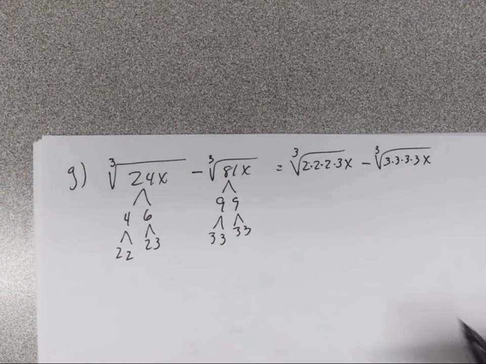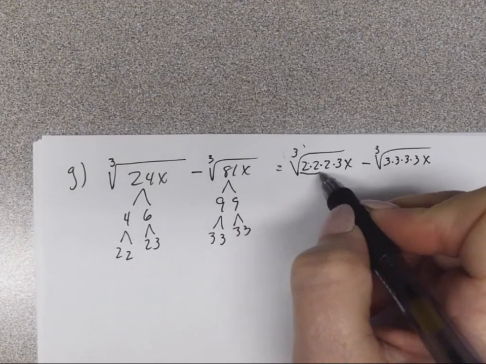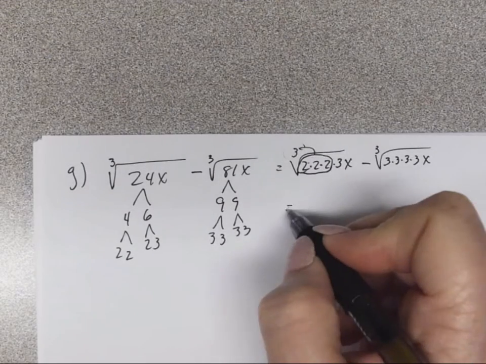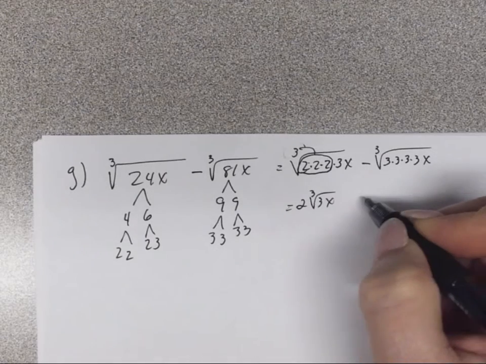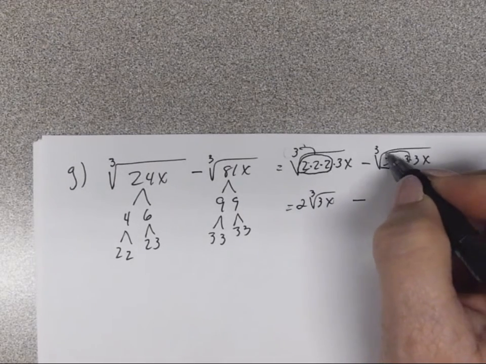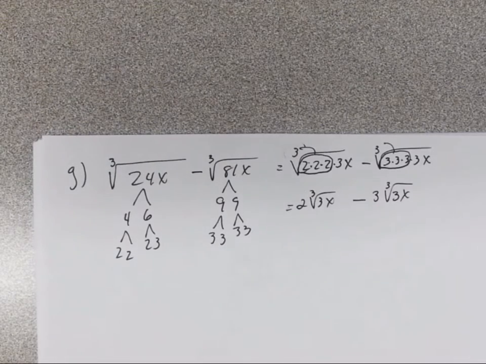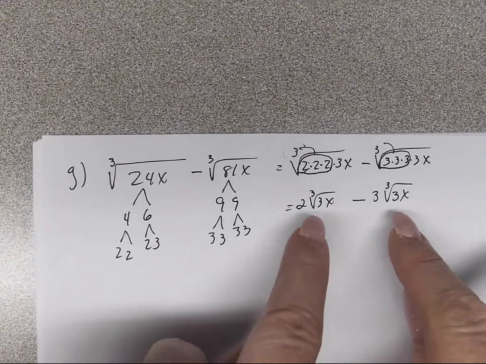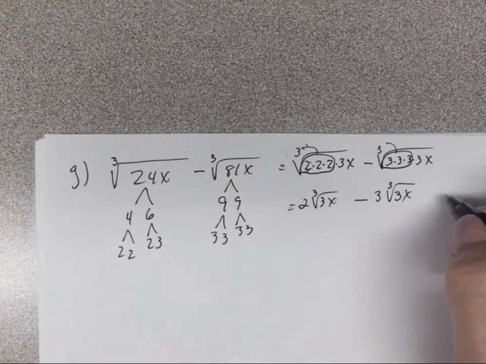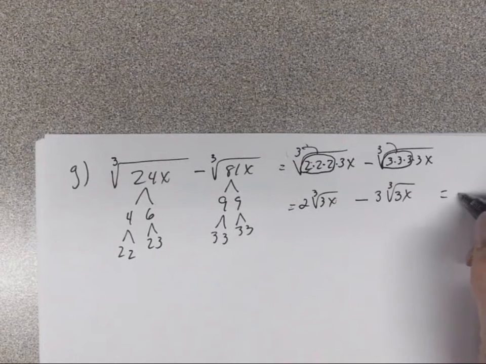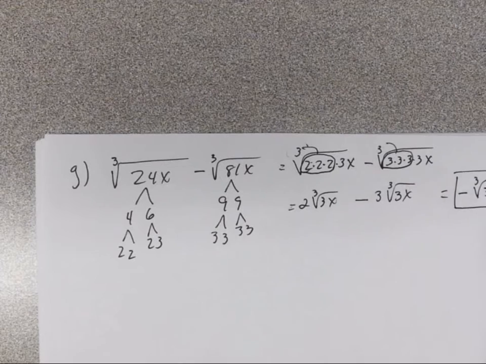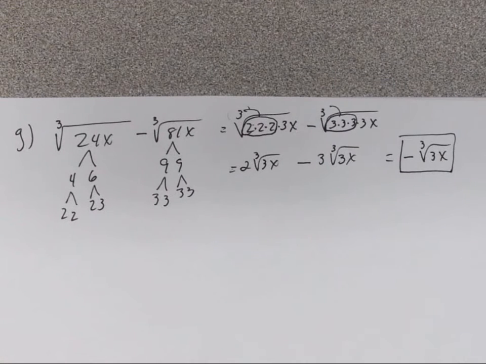So again, we're looking for 3 of a kind. So 1, 2, 3 2s comes out. So we have 2 cubed root of 3x. Here we have 3 3s that come out. So 3 cubed root of 3x that's left inside. Now, these are matching. They both are cubed roots of 3x. So we can combine that together, and 2 minus 3 would be negative 1 cubed root of 3x. You can put the 1 in, or you can just put it as a negative sign. You don't have to write the 1 in this case.